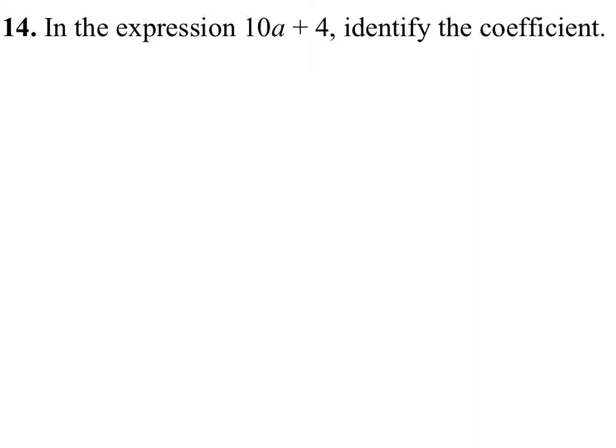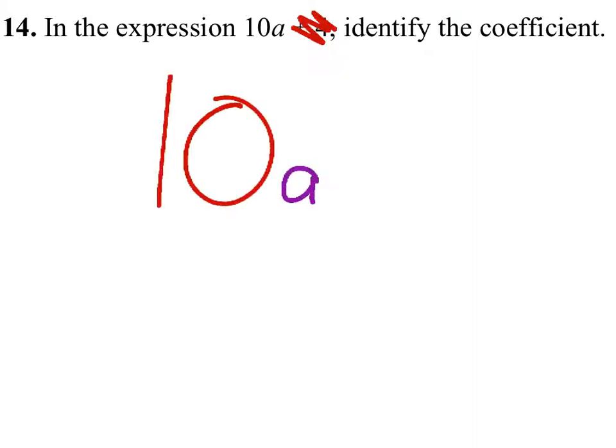Or, in other words, what operation are we using? Millie? Multiplication. So we're not really so worried about the plus 4 right here. That's not going to help us with what the coefficient is. It is a term, though. So the coefficient on this one, 10. Now, here's the problem, though. Some of you guys want to write 10a. That's bad. A is the variable or unknown. It is not the actual coefficient. So when it asks for the coefficient, that is just 10.